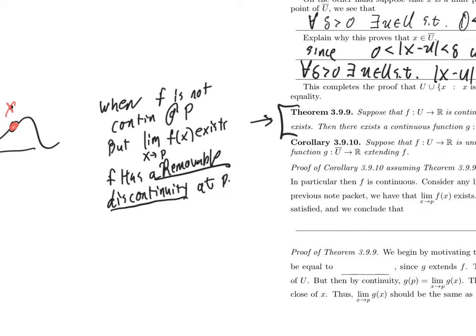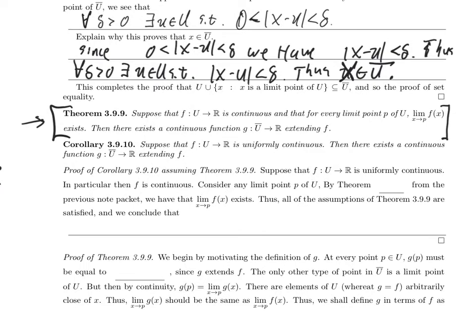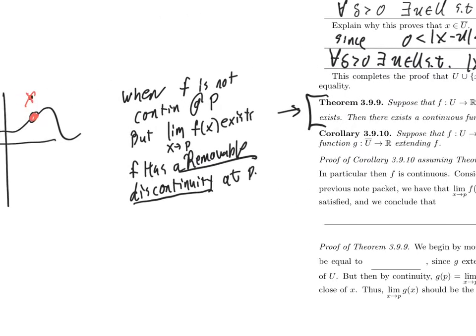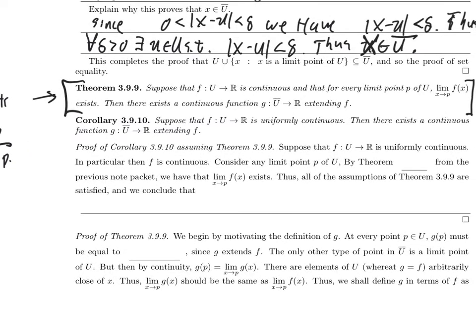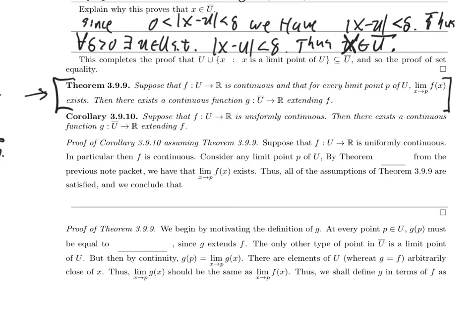That's basically what this theorem is saying, except maybe you have a function that is not only having one badness, maybe it has badness all over the place, but you can still take limits at all those points of badness. So, here's a corollary of that result. Suppose that f from U to R is uniformly continuous, and there exists a continuous function defined on the closure which extends that function f.